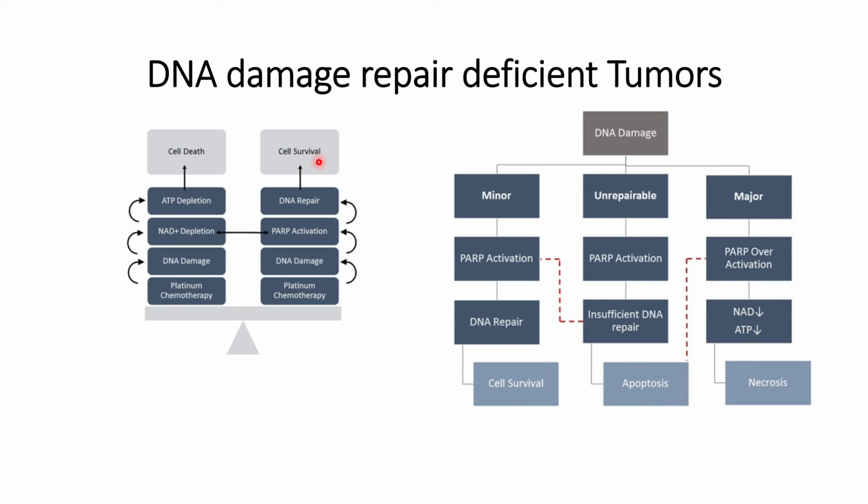However, the side effect is that if there is significant DNA damage, it leads to overactivation of PARP, and this overactivation of PARP will lead to NAD depletion. Why does this happen? Because PARP requires the recruitment of NAD plus in order to do its function. So overactivation of PARP will lead to NAD depletion, and this leads to ATP depletion. And as we know, ATP is one of the major sources of energy for cells, and this might lead to cell death.